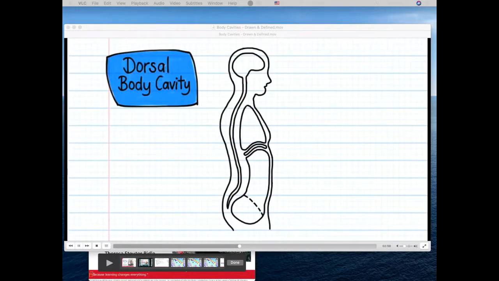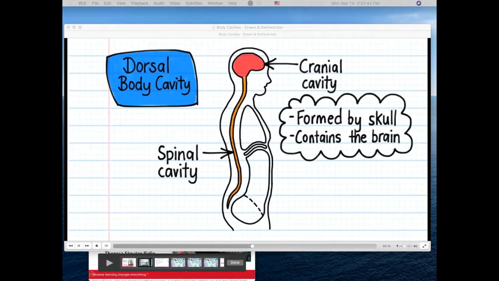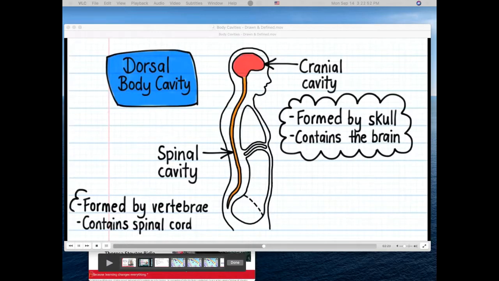Let's start with the dorsal body cavity. It can be divided into 2 parts, the cranial cavity and the spinal cavity. The cranial cavity is the space formed by the bones of the skull. It contains the brain. The spinal cavity, which is sometimes also called the vertebral canal, is a space formed by the bones of the vertebral column. The spinal cavity contains the spinal cord.